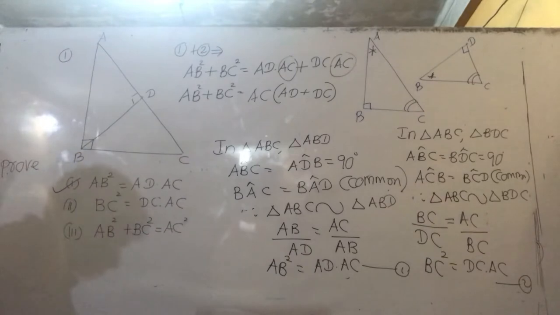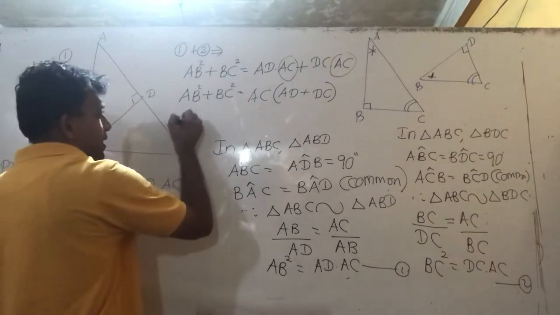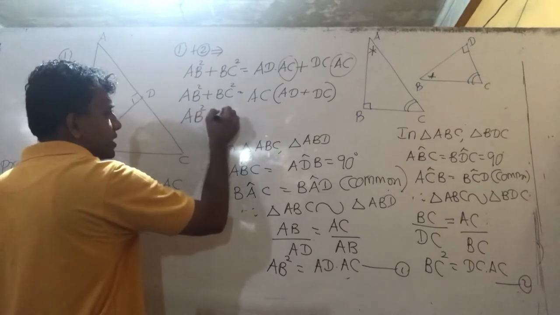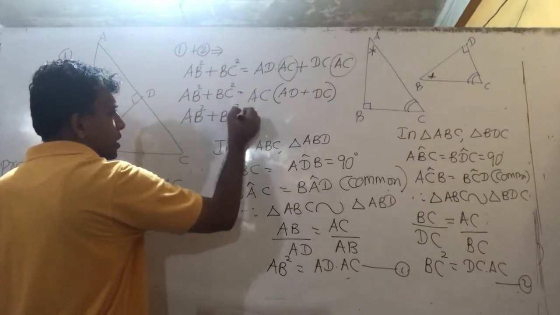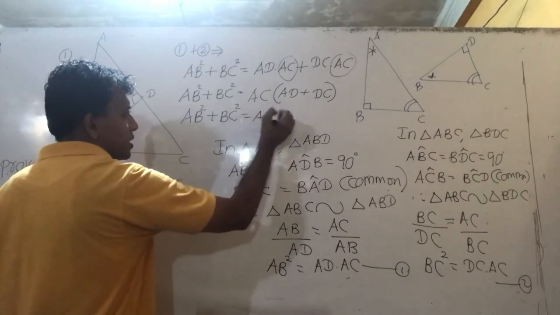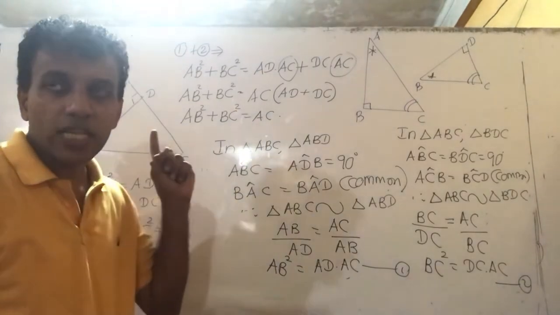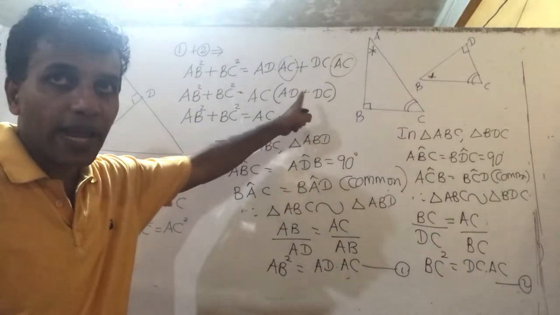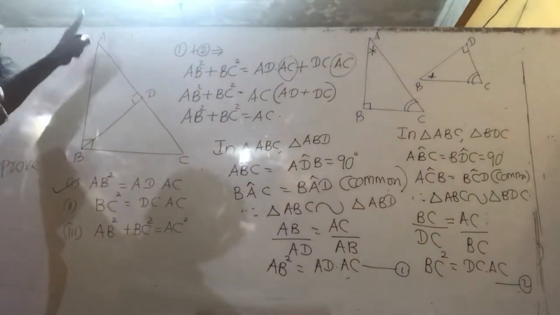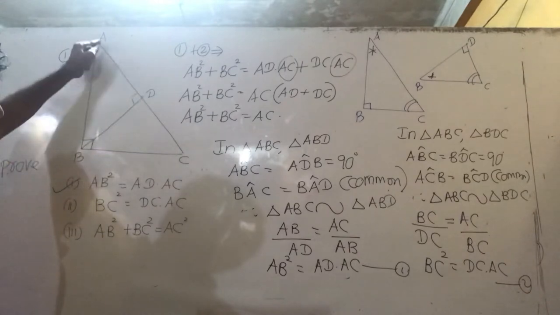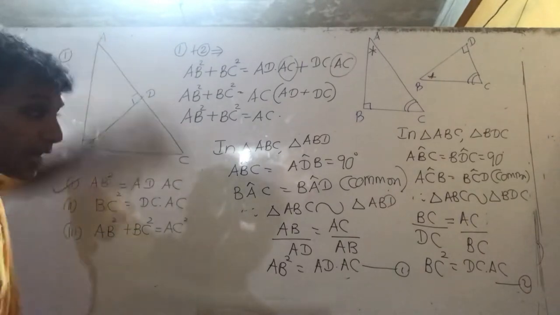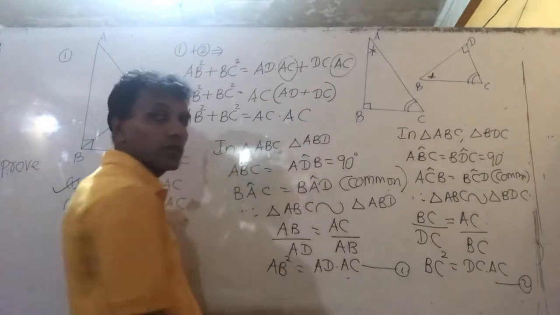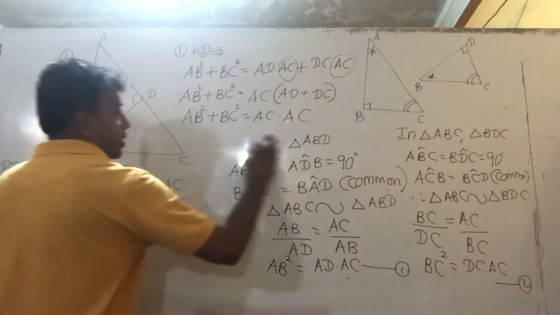Okay. So what is that? AB square plus BC square equals AC into, see the given original figure, what is that? AD added to DC, AD plus DC. What is that? AC, no? It's AC. Okay.